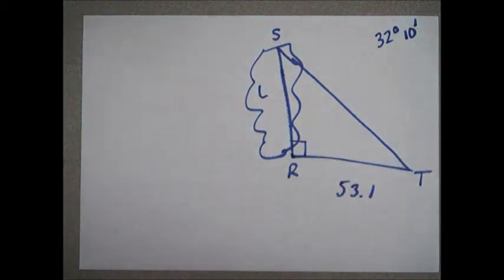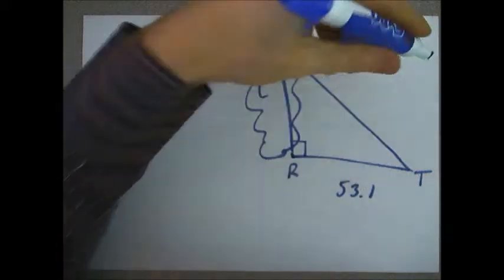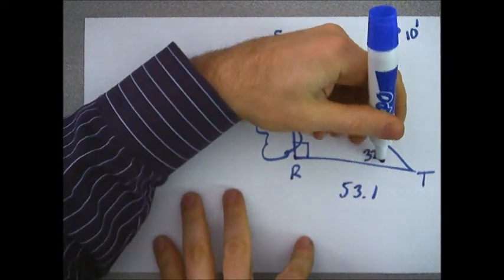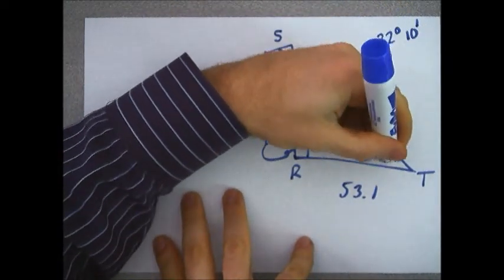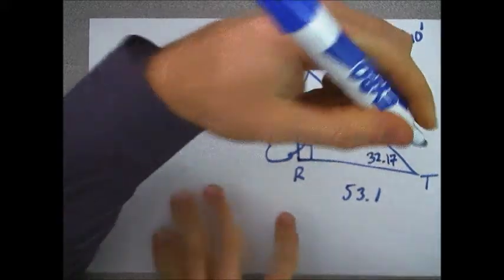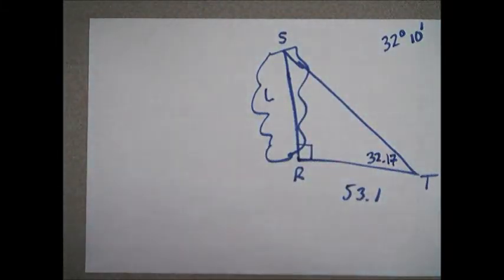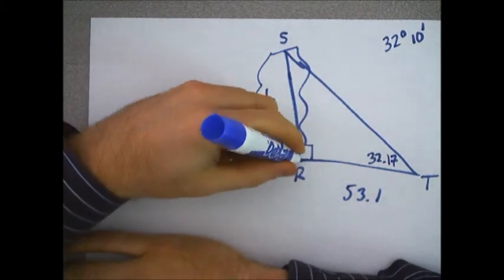Well, you're going to divide 10 by 60. Yep. And then make that a decimal, so it'd be 32.167. Let's just call it 32 point. Yeah, that's fine. So we have an angle, and what are we ultimately looking for? Find RS. So we're looking for this part over here, the lake.